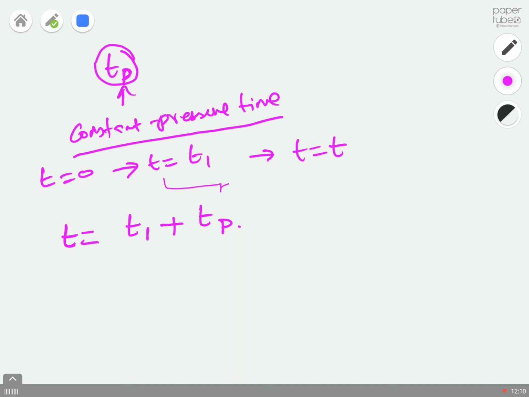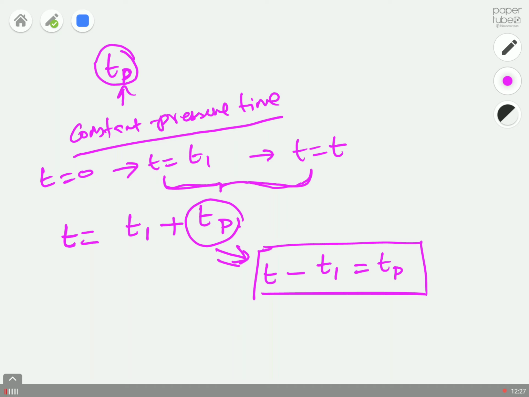And if you follow this notation here, Tp will be equal to T minus T1. So we are just giving notation based on the problem, just to make our life a bit easier. Obviously you can solve the problem without assigning this type of notation, but I prefer to go this way.